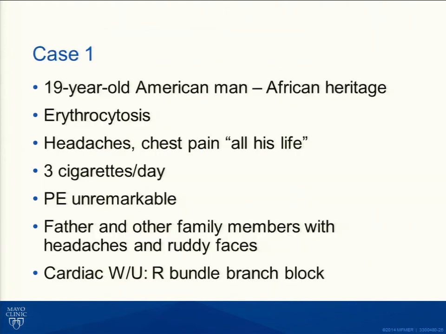So let's apply this to these two cases. The first is a 19-year-old male of African heritage. He has erythrocytosis. He's had headaches and chest pain all of his life. He smokes 3 cigarettes per day. His physical exam is unremarkable, meaning he has no organomegaly. Interestingly, his father and other family members also have headaches. They have ruddy faces. His cardiac history is only significant for a right bundle branch block.